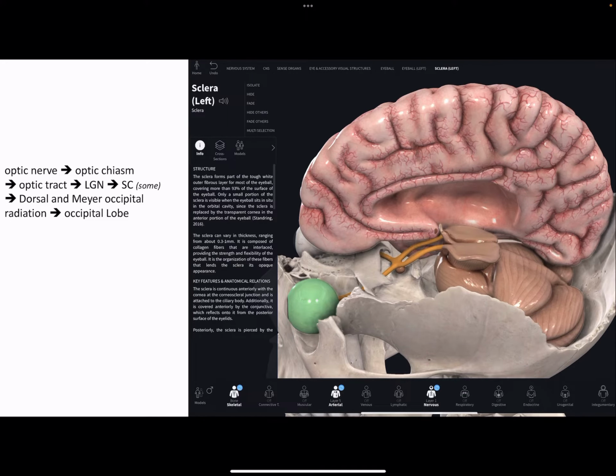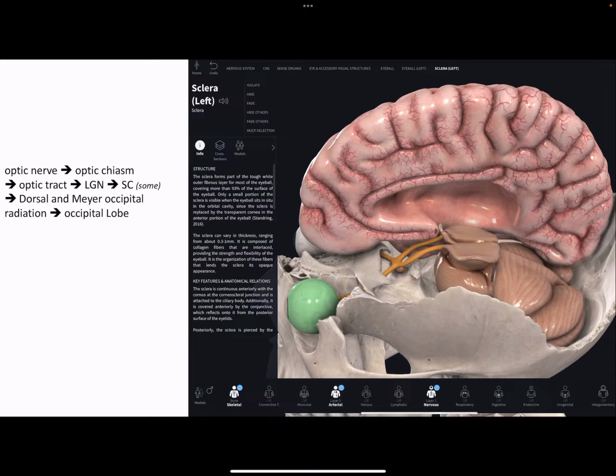So again, it goes optic nerve to chiasm. After this, though, it splits. Some of it stays ipsi, some of it goes contra. Now it's the optic tract, which goes through the lateral geniculate nucleus, and sometimes some of the reflexes go to the superior colliculi. Sometimes they don't, and don't worry so much about when they do and when they don't. We then go through either the dorsal, sometimes known as Baum's, we'll talk about that, or the Meyer occipital radiation. So we go from a tract to a radiation, and then we go to the occipital lobe, which is our destination for visual processing.